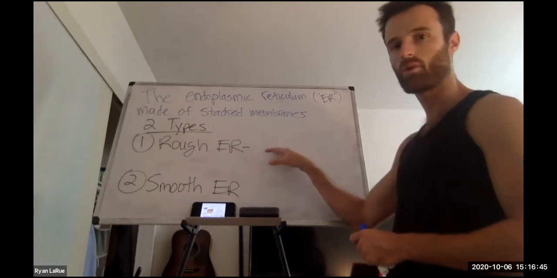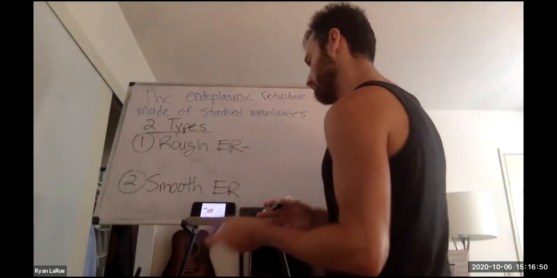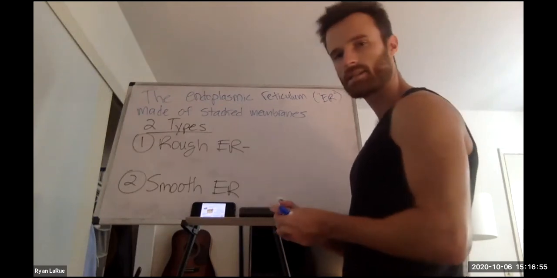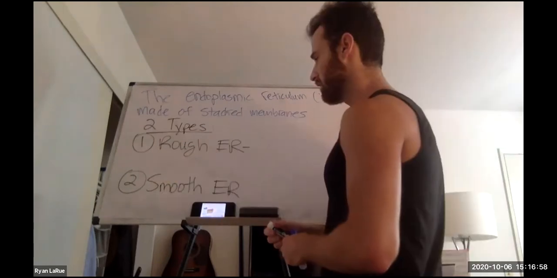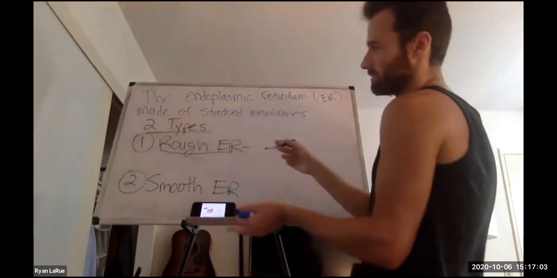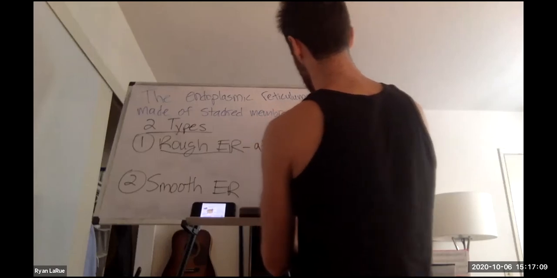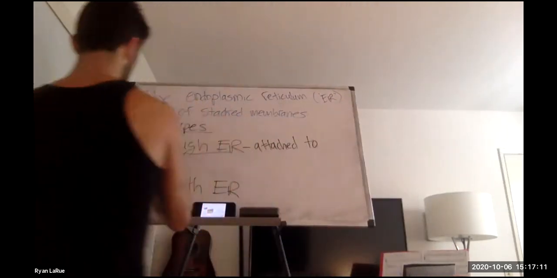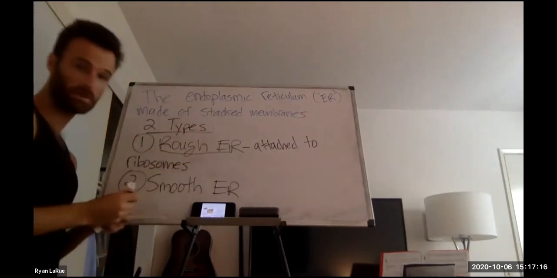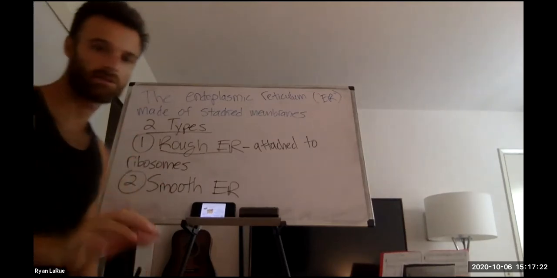But the primary role of the rough ER is devoted to protein synthesis, specifically proteins that are going to leave the cell, be exported from the cell. So we're going to first write, well, it's called the rough ER for a very specific reason. We're going to say it's attached to ribosomes, or rather ribosomes are attached to it. It gives it the rough appearance. So I'll just show you on the slide.